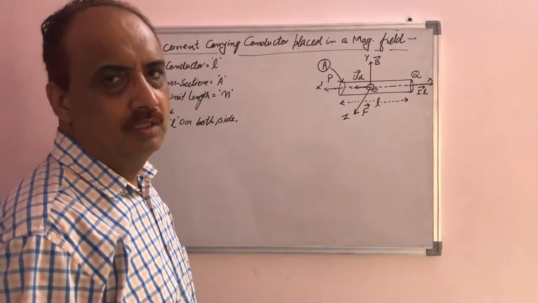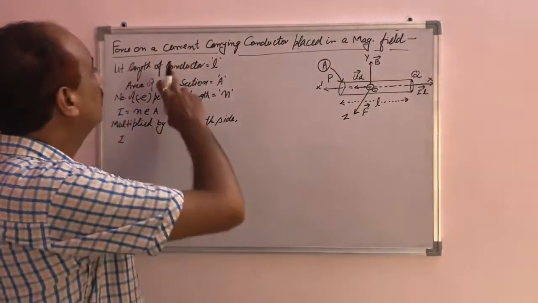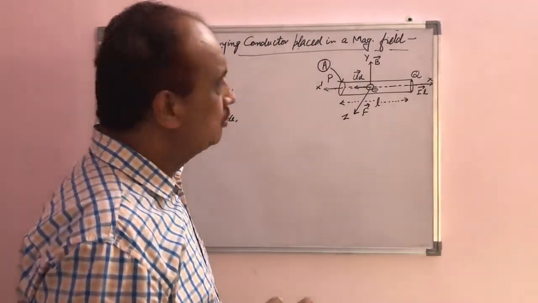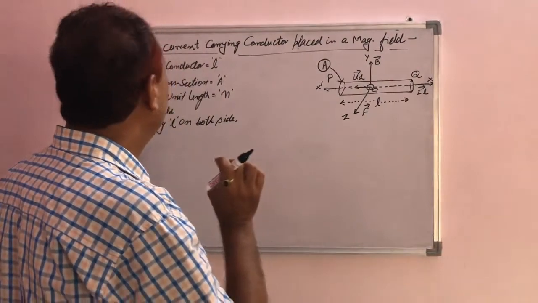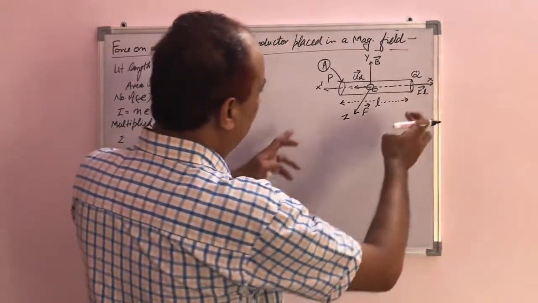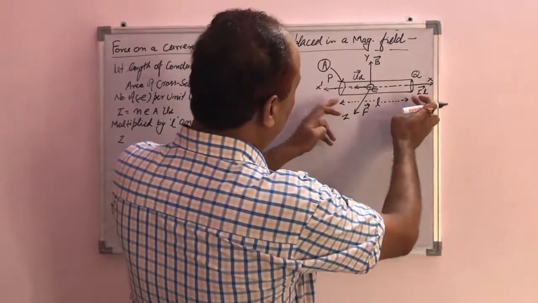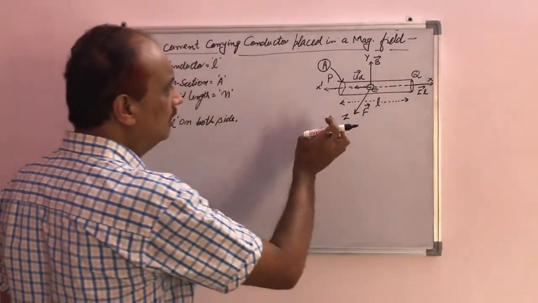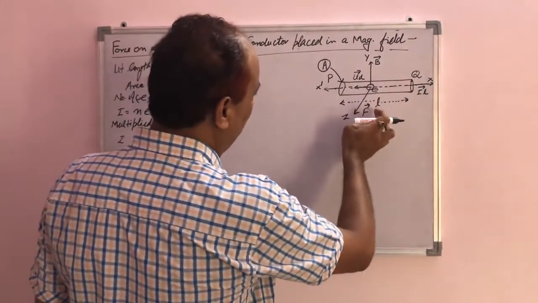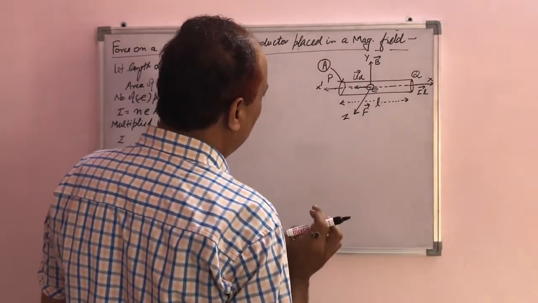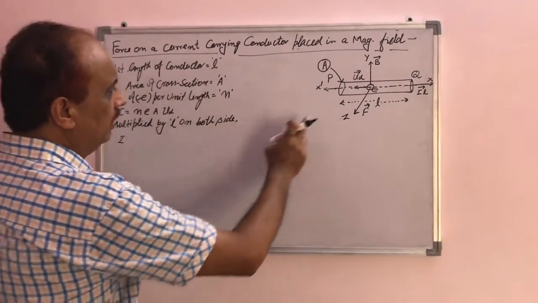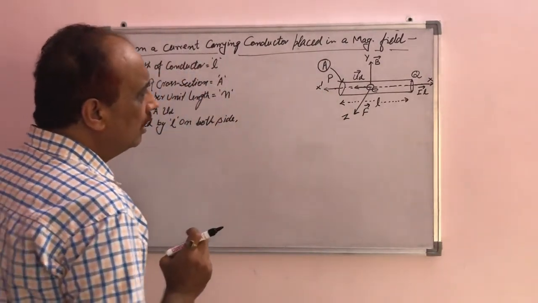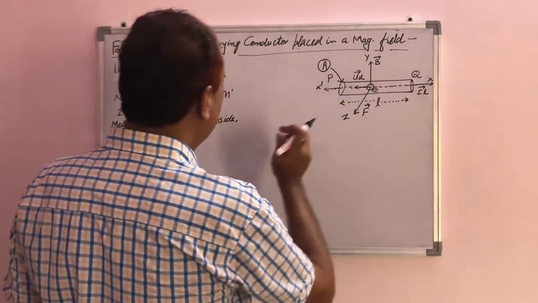Hello students. Now the next topic is force on a current carrying conductor placed in a uniform magnetic field. To find the force on a current carrying conductor, we have to consider a current carrying conductor PQ of length L. The area of cross section of that conductor is A, and the current flowing in that conductor is I.